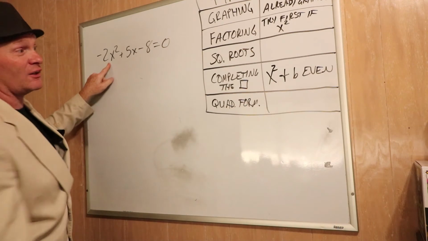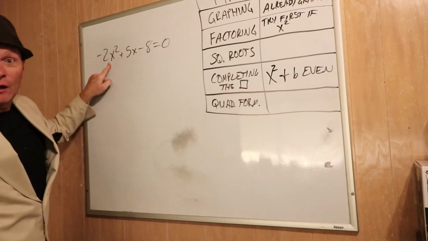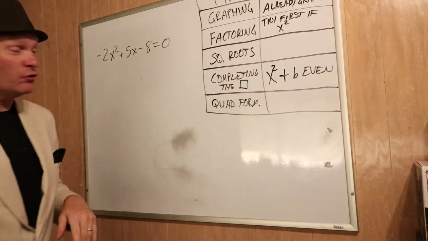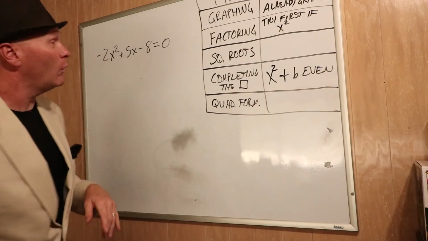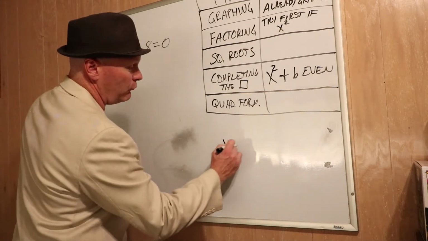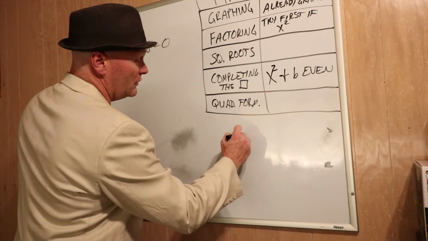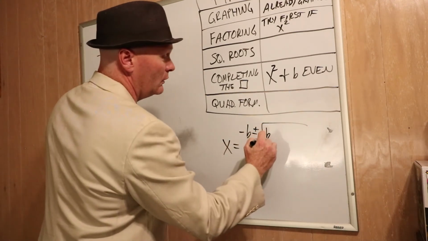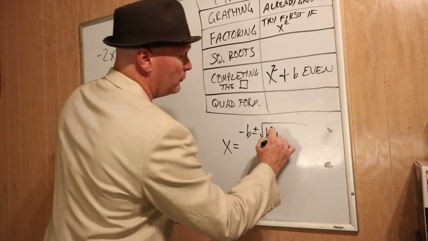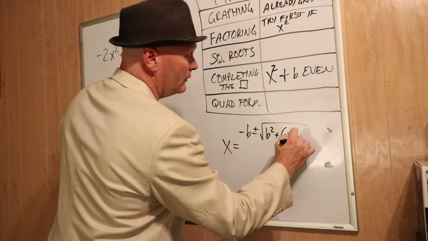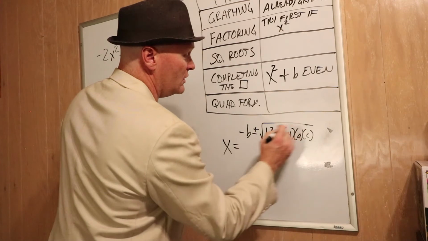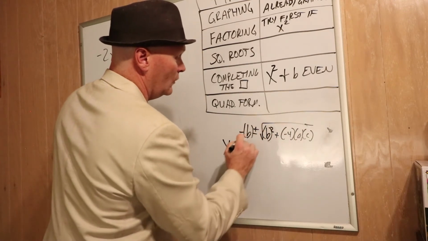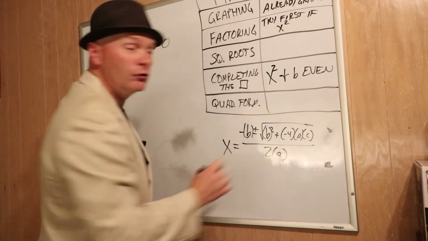If it's just x squared and b is even, that would work. Well, this one is neither of those. So let's try the quadratic formula. Remember the quadratic formula from last week? It's negative b plus and minus the square root of b squared plus negative 4 times a times c, all over 2 times a.